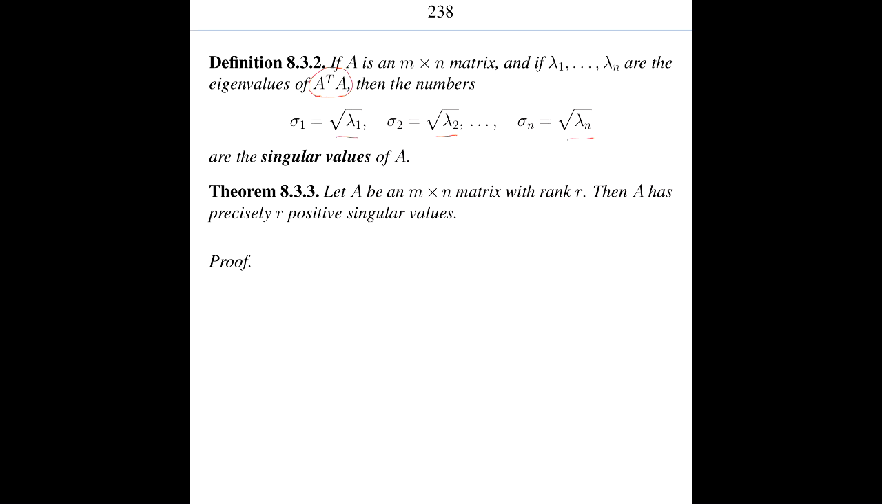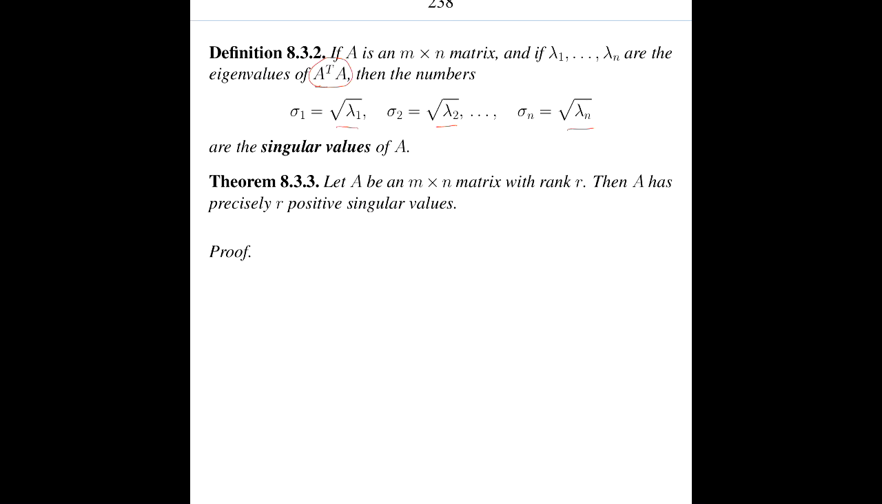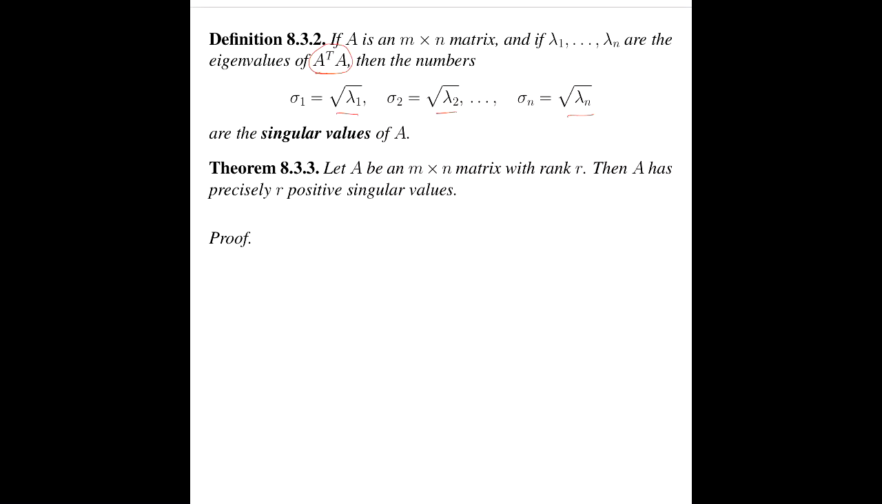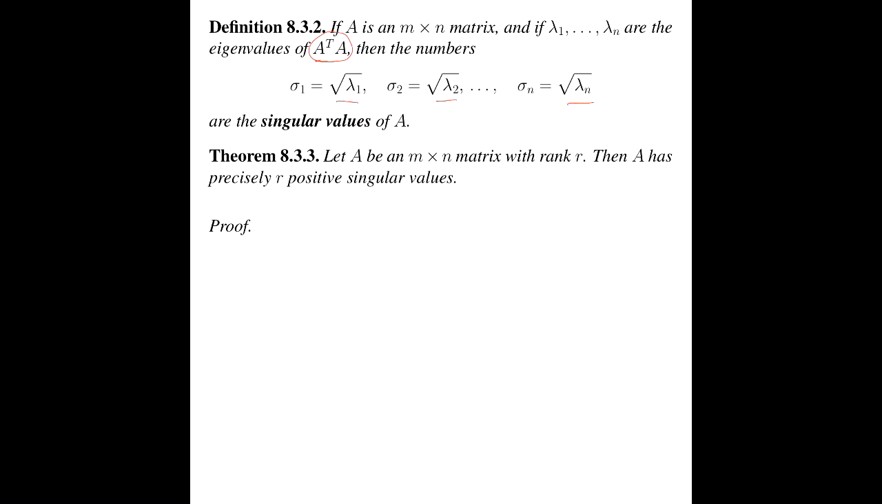We call the roots of the eigenvalues of A transpose times A the singular values of A. So the singular values of A are defined from the eigenvalues of A transpose times A. It's a bit confusing here, but that's the definition. And then here's the theorem.